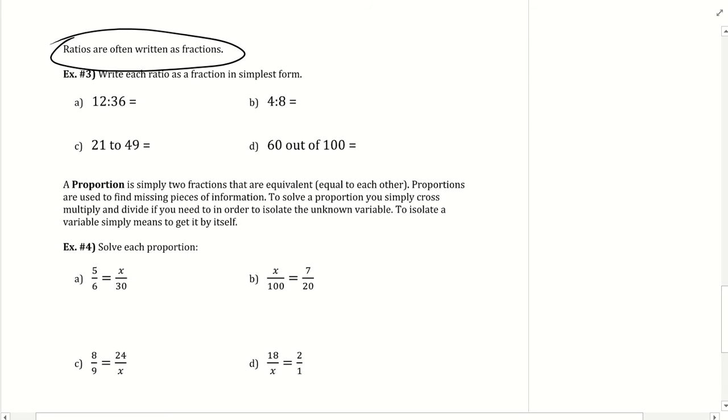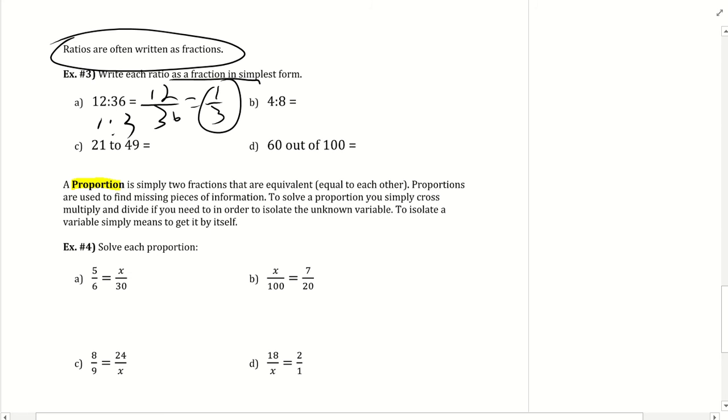So when you want to write each ratio as a fraction in simplest form, we'd have 12 over 36 in simplest form. Just quickly here, you see that 12 is actually the greatest common factor, and we get 1 to 3. So if we wanted to show that as our fraction, our ratio, we could also go 1 to 3 in that format as well. Okay, try the rest and see what you can do with those.